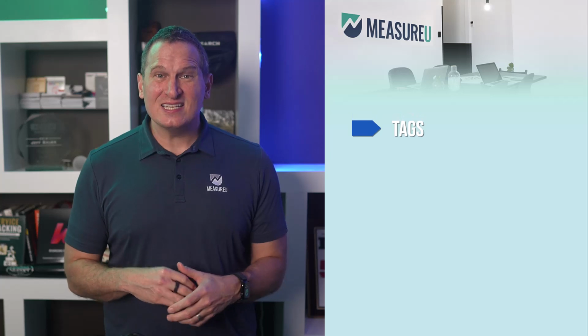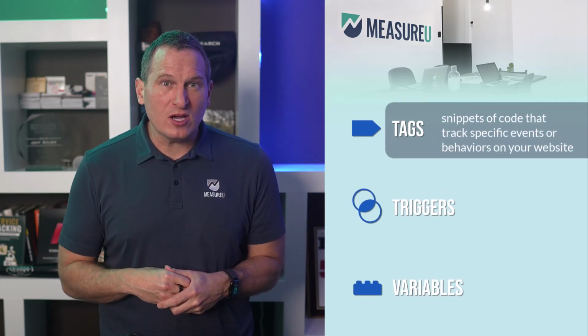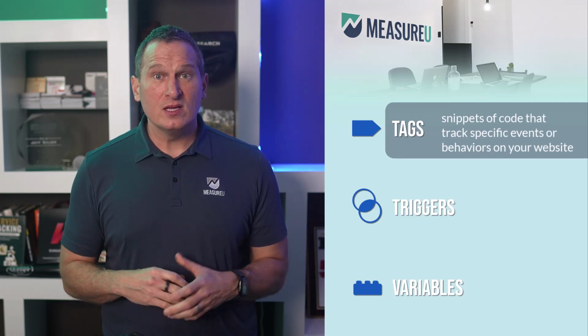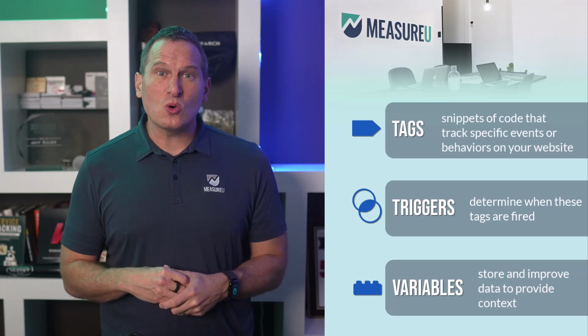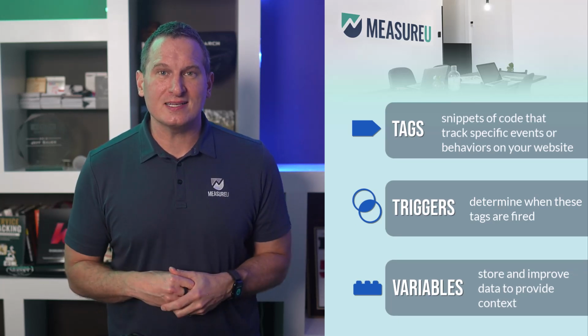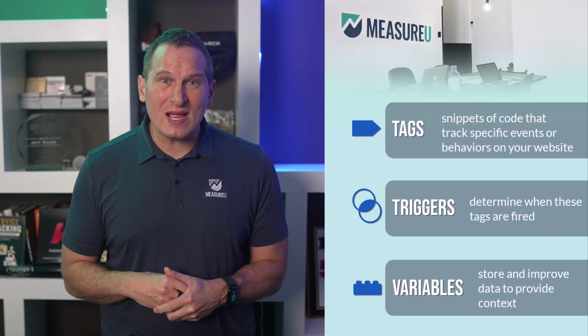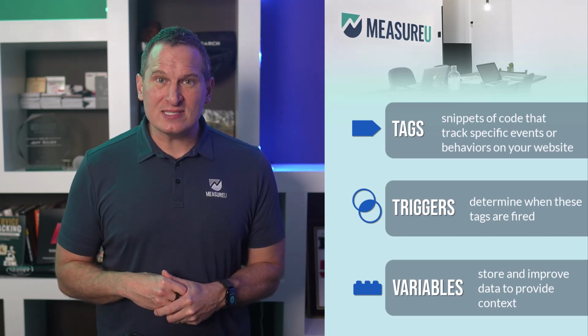Google Tag Manager has 3 components: tags, triggers, and variables. Tags are essentially snippets of code that track specific events or behaviors on your website. Triggers determine when these tags are fired, and variables store and provide data for context. By leveraging these features, marketers can create a customized tracking system that fits their unique needs, ensuring data accuracy and reliability.